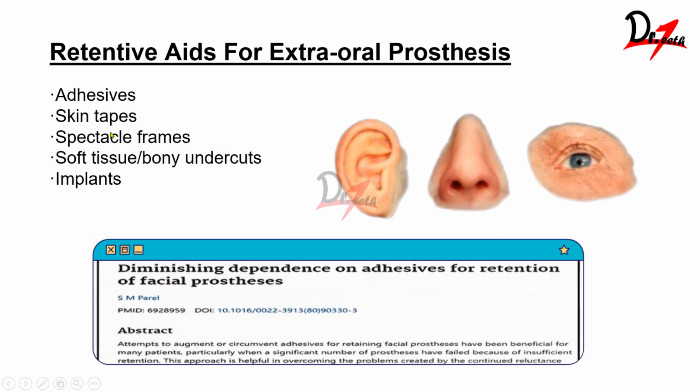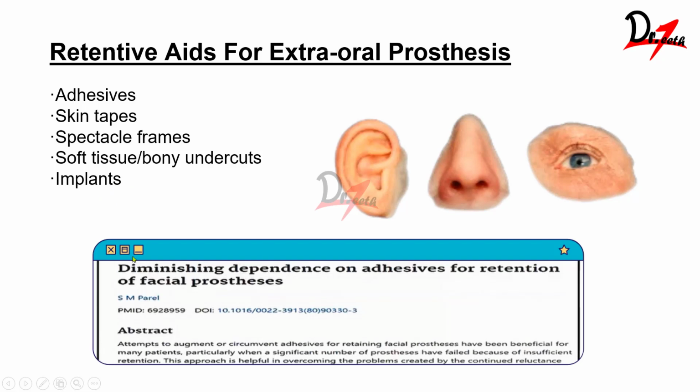Now, briefly talking about the retentive aids of the extraoral prosthesis. The success of our maxillofacial prosthesis is majorly dependent on two factors. First is the retention, and the second is the aesthetic, meaning the color. If any of these two is not right, if any of these two is not correct, then the prosthesis will be a failure. So, in retentive aids, we have adhesive, skin tape, spectacle frame, soft tissue or bony undercut, and obviously implant.